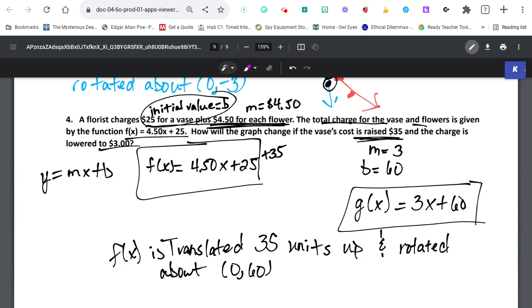Because the slope changes. But you start off and you shift it first. You translate it first. According to the y-intercept, it's going to go up 35 units and then it'll shift. But it's going to rotate going down because the slope has gone from 4.50 to 3. So g of x is going to be less steep than f of x.